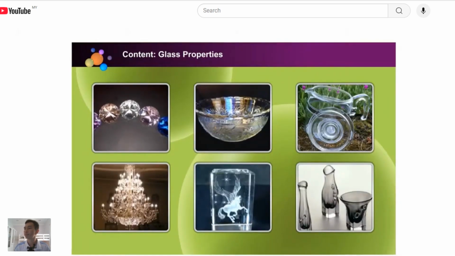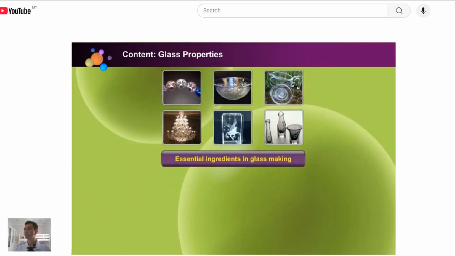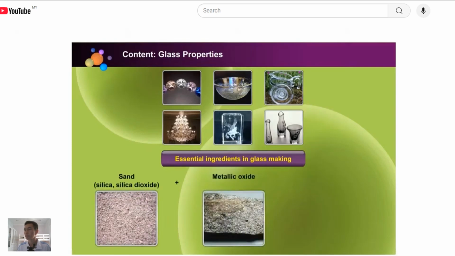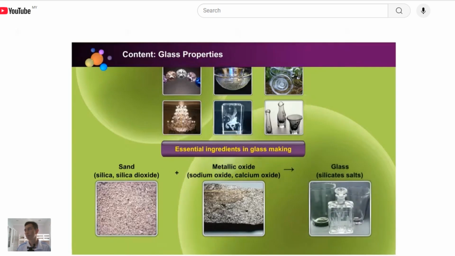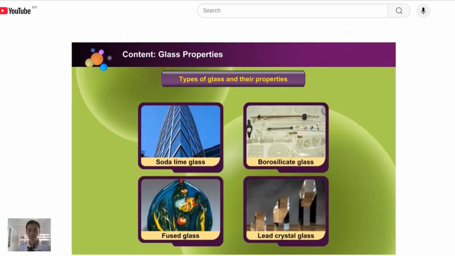It is one of the most versatile substances because it can be used in many applications and in a wide variety of forms. The essential ingredients used in glass making are sand, silica or silica dioxide, and metallic oxide such as calcium oxide or sodium oxide.The mixture is strongly heated to produce silicate salts, which is glass. Different types of glass can be made from different composition of sand or silica and other metallic oxide. Click on the photo to view different types of glass and their properties.